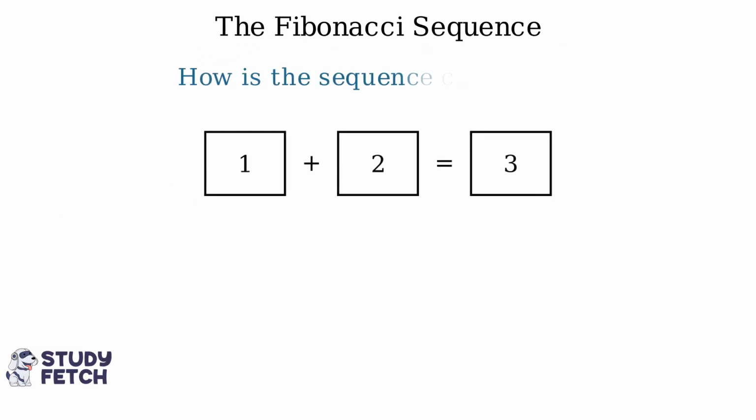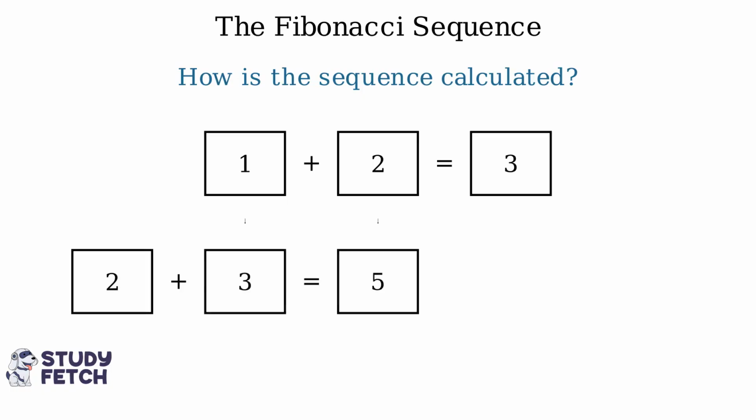Each number in the sequence is calculated by adding the two previous numbers. For example, 1 plus 2 equals 3. Then the next number is calculated by adding 2 plus 3, which equals 5.